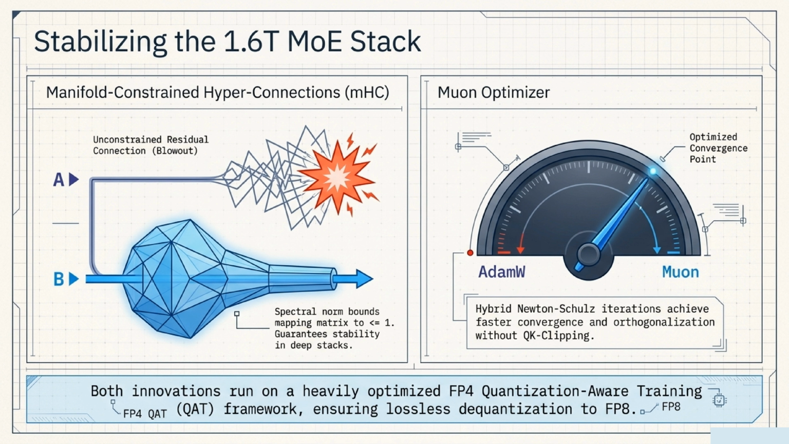To stabilize this massive 1.6 trillion parameter MoE stack, we introduced two major innovations. First, manifold-constrained hyperconnections, which use spectral norm bounds to guarantee stability and prevent blowouts in deep networks. Second, the Muon optimizer, which achieves faster convergence and orthogonalization without needing QK clipping. Both of these run on a heavily optimized FP4 quantization-aware training framework.